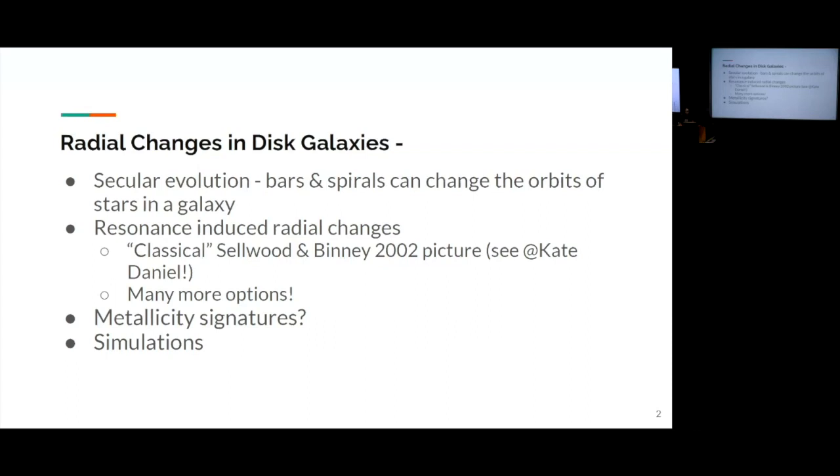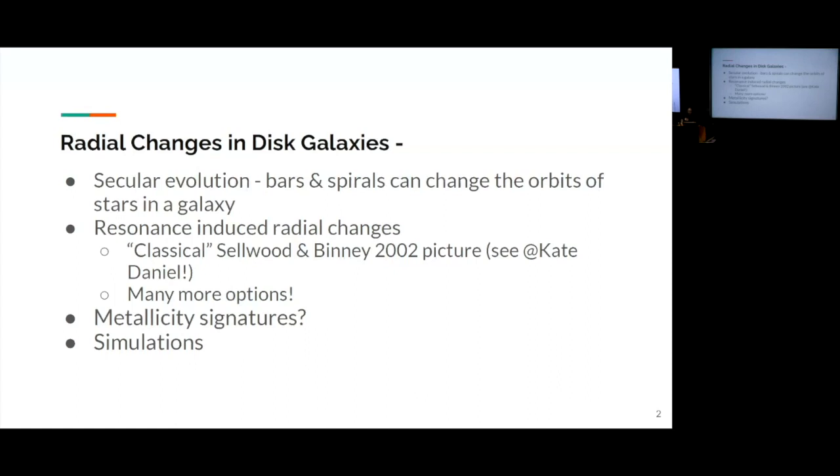What I actually wanted to focus on for this talk is resonance-induced radial changes. These are more localized in time. So you have a star that's kind of hanging out in its current orbit. Something happens, it interacts with the resonance, and it changes its radius kind of suddenly, so over a shorter period of time. There's this classical picture of this called radial migration that was first discussed in Sellwood and Binney, 2002.